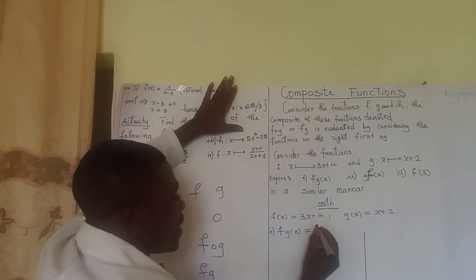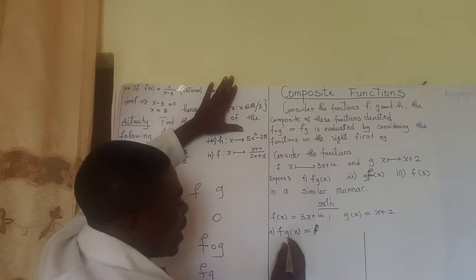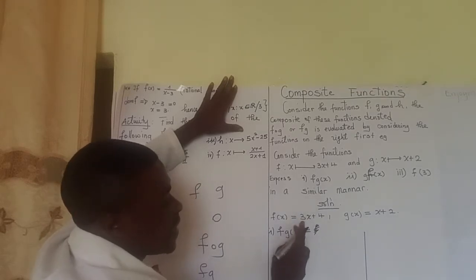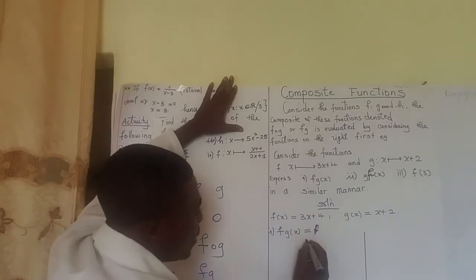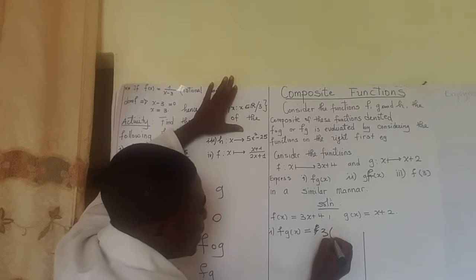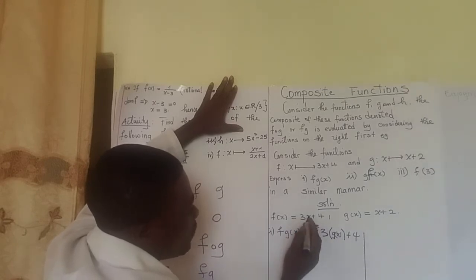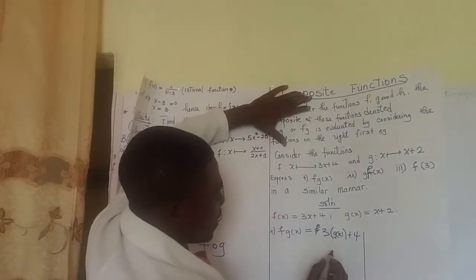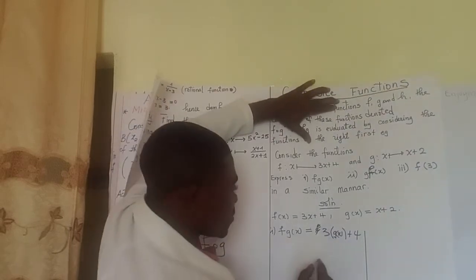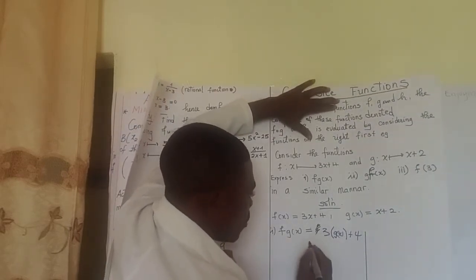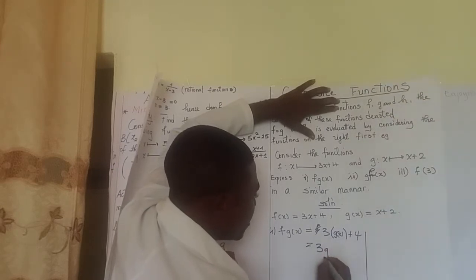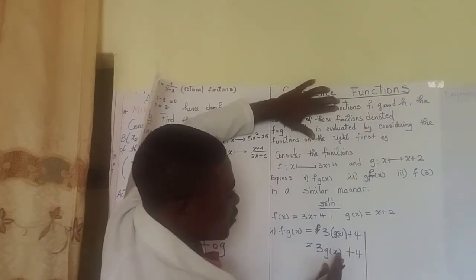So I have my f of g of x. This implies I will go to f of x, everywhere I see x, I put g of x. Okay. I know my f of x as 3x plus 4. So here my result will now be 3 times g of x plus 4. Okay, like I said, we have f of g of x. You go to f of x, everywhere you see x, you put g of x. Okay, and here, at this point, I will now open out. So you have 3 g of x plus 4. That's what I have as my result.